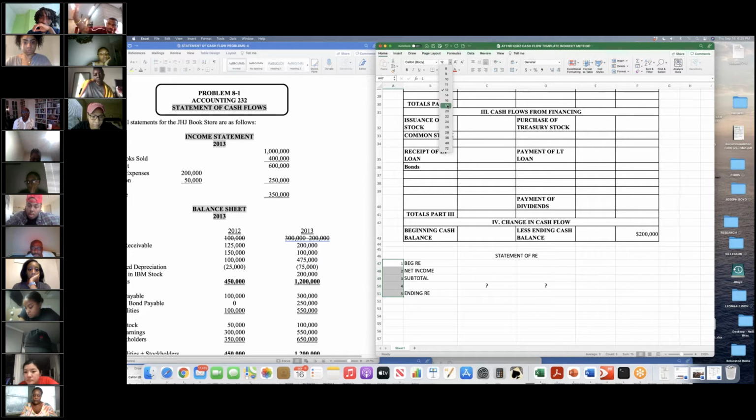It's larger. So I got my beginning earnings. You're going to add 1 and 2 to get 3. Then you're going to subtract 5 from 3 to get 4. Did that help? So add 1 and 2 together to get 3, then subtract 5 from 3 to get 4.